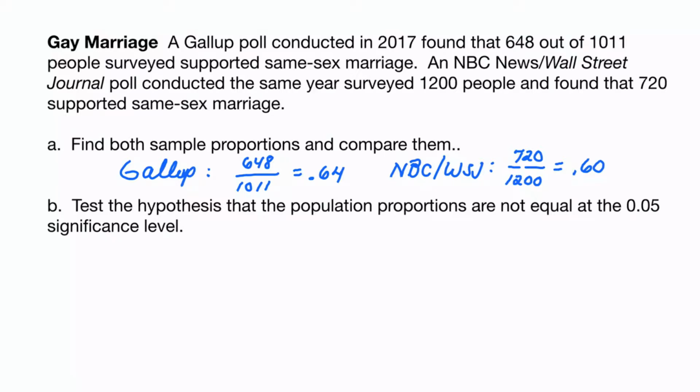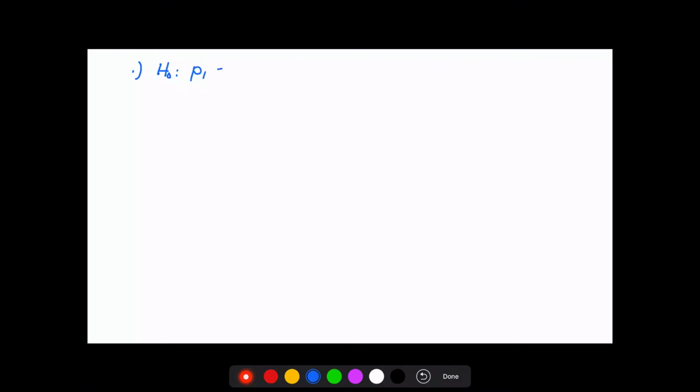Test the hypothesis that the population proportions are not equal at the 0.05 significance level. We'll start by writing our null and alternative hypothesis. So our null hypothesis would be that the population proportions are the same. And our alternative hypothesis is that the population proportions are significantly different. In our second step, we'll choose an approach. So we're going to be using a two-proportion z-test, and we'll check the conditions.